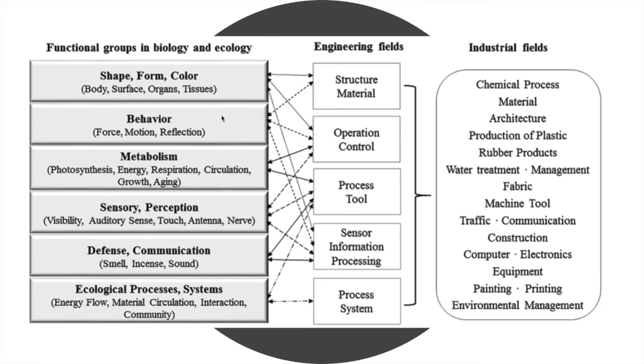So from the biology or ecology, we can observe shape, form, color, like the organ, tissues, body, surface. We can go for the structural material. So we observe the shape, form, color, and then try to replicate and learn how to process that shape, form, or color. And behavior, it can be force, motion, reflection. You can say it is also structure, but also you can learn the operation control and also the sensor. Okay. And metabolism, like respiration, energy, photosynthesis, growth.